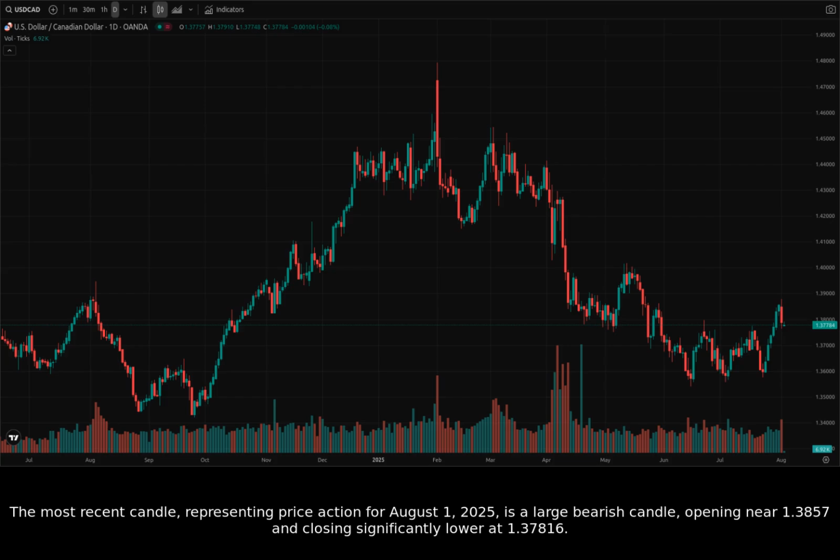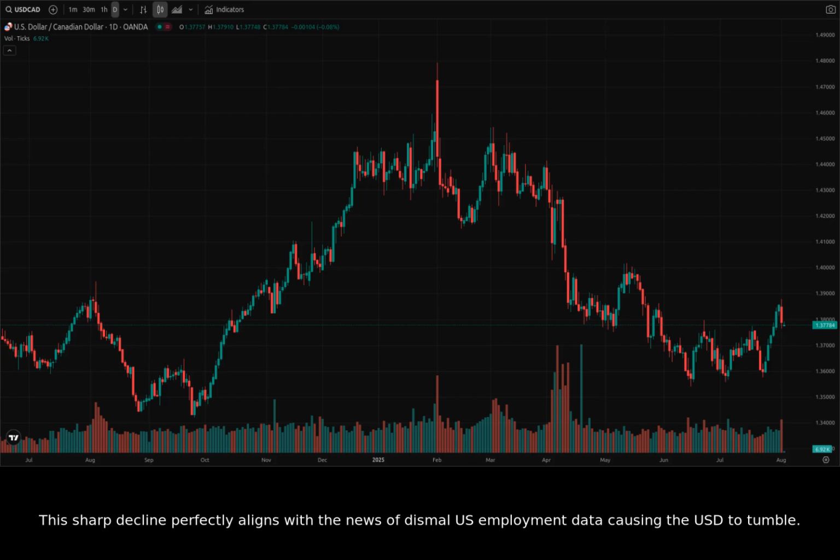More recently, the price has generally been fluctuating within a tighter range, frequently testing the 1.37 to 1.39 levels. The most recent candle, representing price action for August 1st, 2025, is a large bearish candle, opening near 1.3857 and closing significantly lower at 1.37816. This sharp decline perfectly aligns with the news of dismal U.S. employment data causing the USD to tumble.